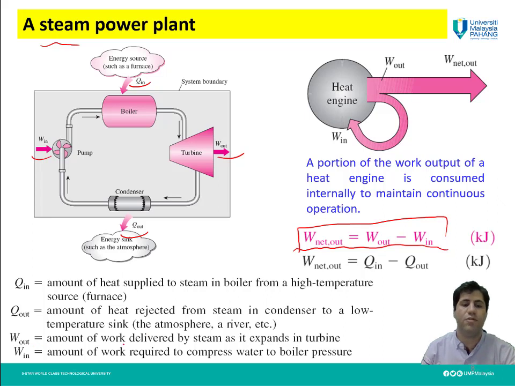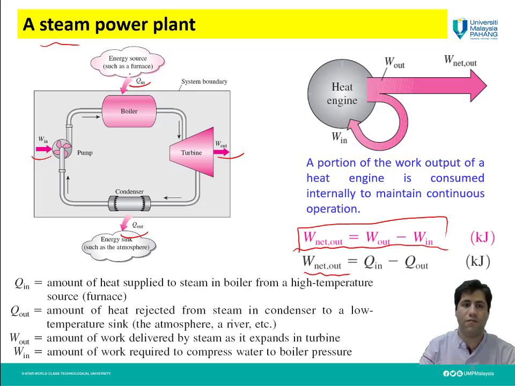W out is the amount of work delivered by the steam as it expands in the turbine, as I said, in this component of the cycle. And W in is the amount of work required to compress water to boiler pressure, this part. So we have W in, Q in into the system, W out, and Q out from our system, as you can see here. And to calculate W net out for such a system, we can write Q in minus Q out.